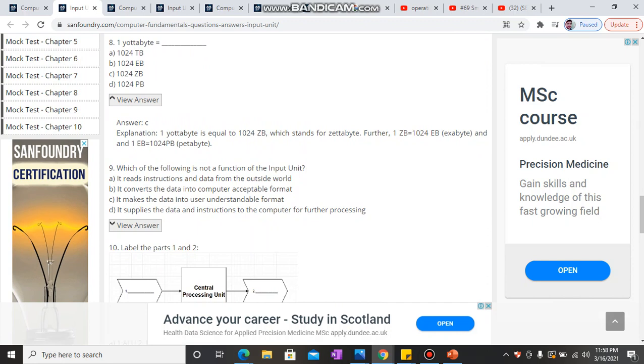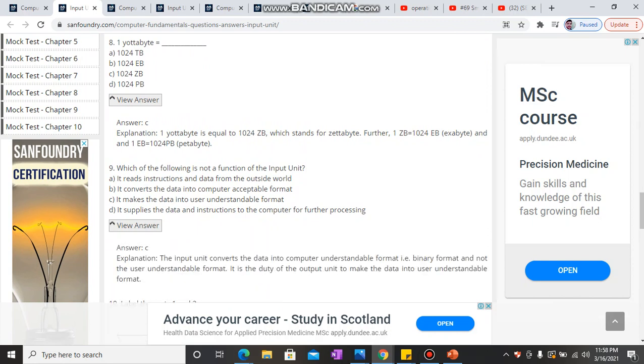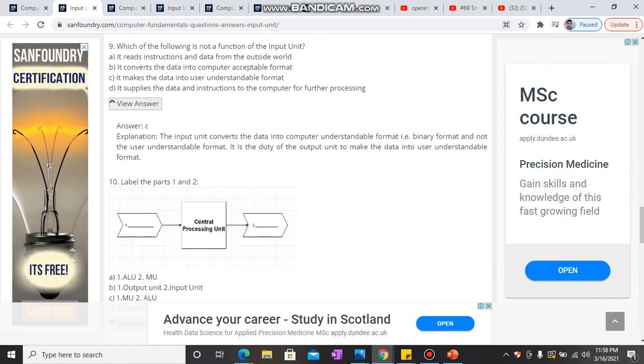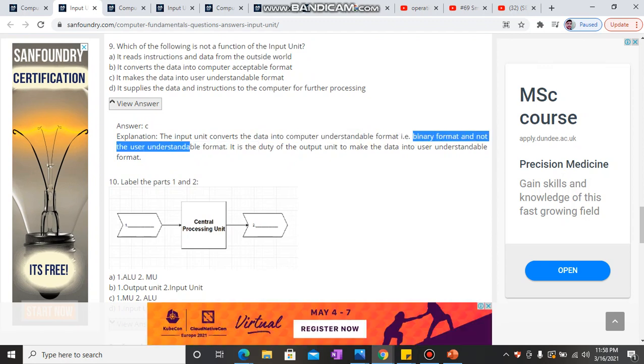Which of the following is not a function of the input unit? You can see it's C. It makes the data into the user understandable format. Let me just read it. Which of the following is not a function of the input unit? The answer is that the input unit converts data into the computer understandable format, like binary format, which is not user understandable. It's the duty of the output unit to make the data user understandable.